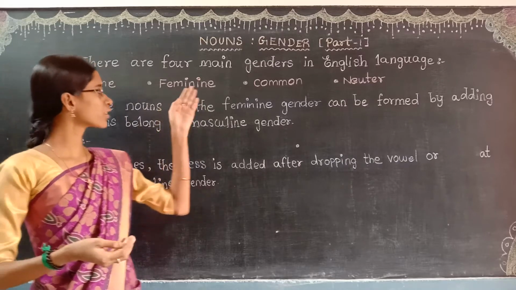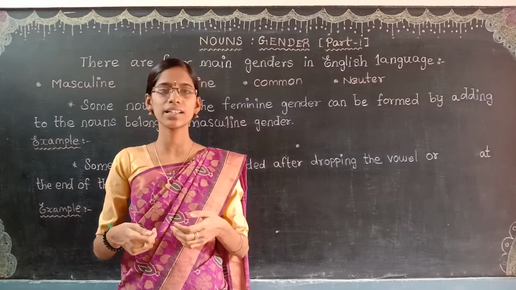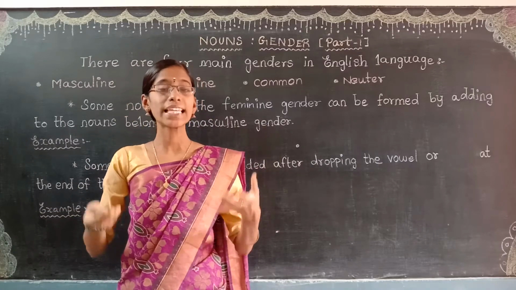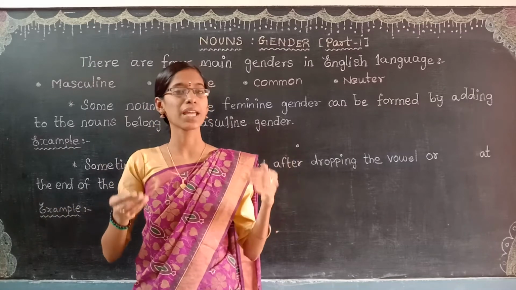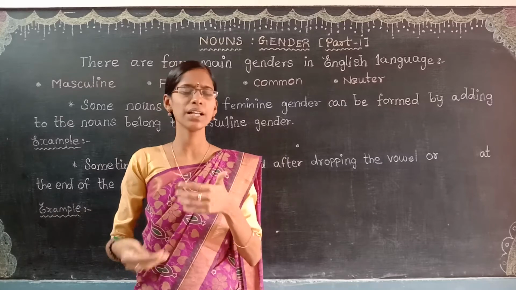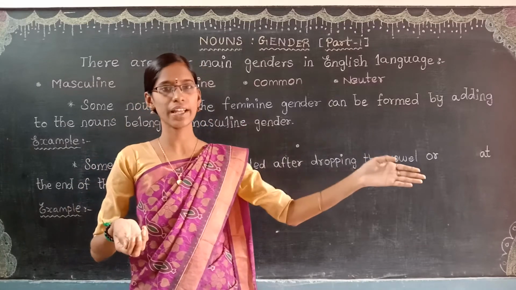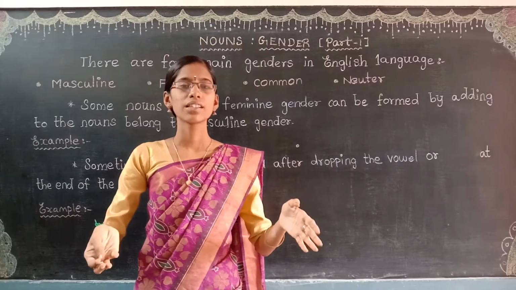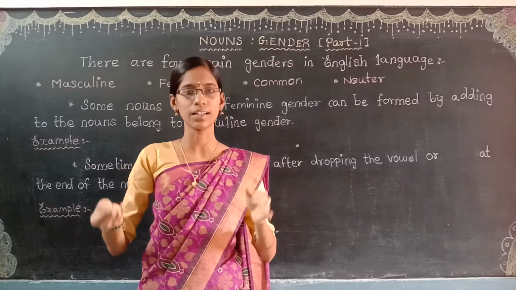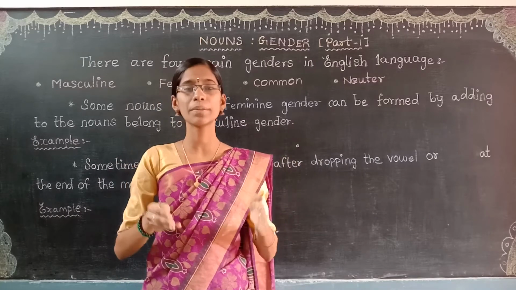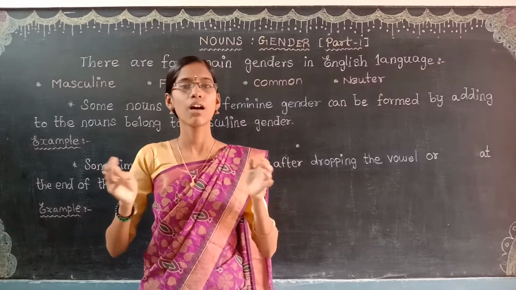Okay, now coming to the next one, common gender. How will you define common gender? A common gender noun is either male or female. Yes, either male or female. For example, if you take student, if you are saying he is a student in general, then the student may be a boy or a girl, right? The student may be a boy or a girl. So, student is a common gender. Common gender means either male or female.